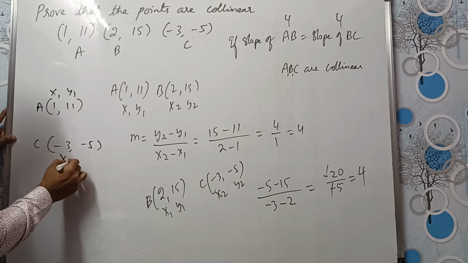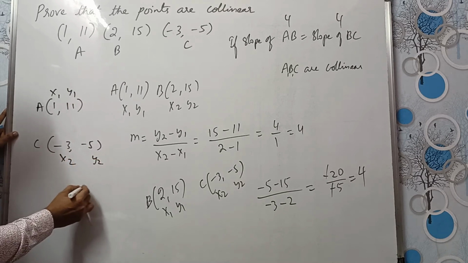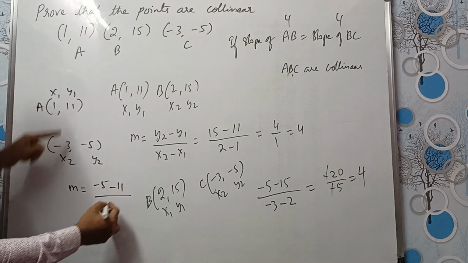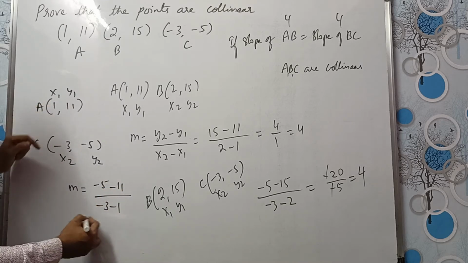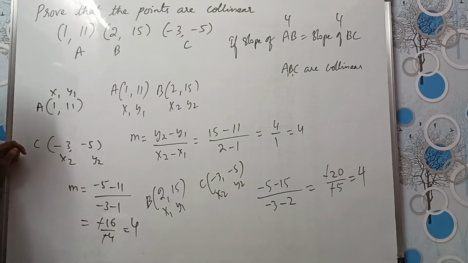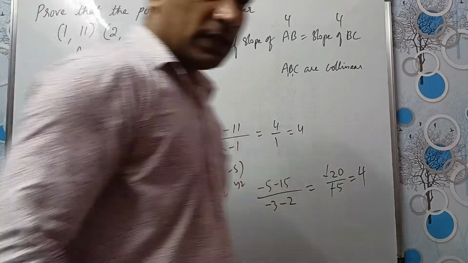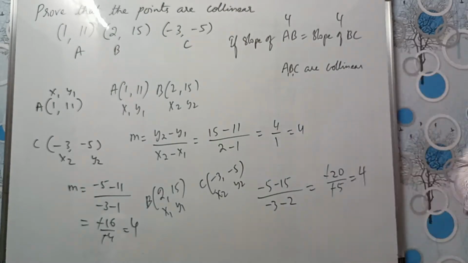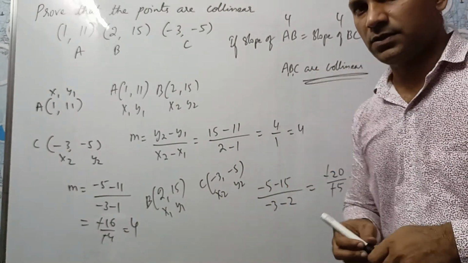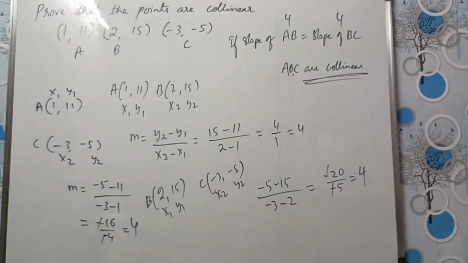x1 y1, x2 y2. y2 minus y1 divided by x2 minus x1. So this is minus 16 by minus 4. Minus minus cancel. Slope is equal to 4. Okay. So the slopes are equal, which means the points are collinear. Alright. I hope you understood this.